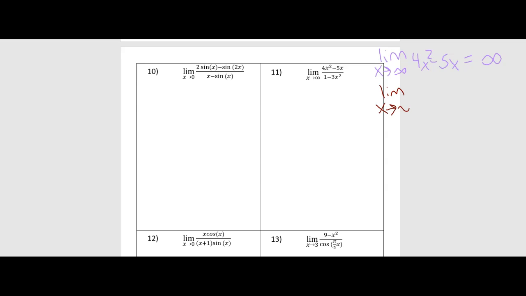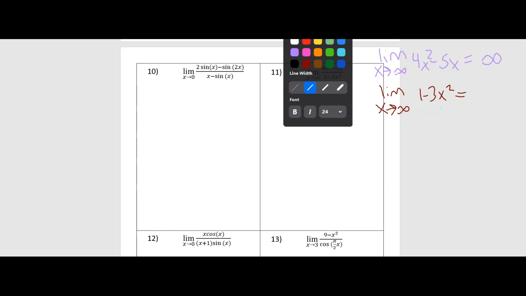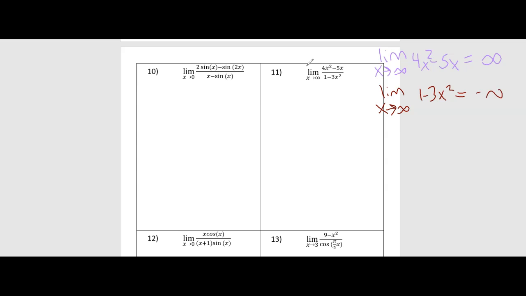Limit as x approaches infinity of 1 minus 3x squared. So again, we only care about the term that has the largest power. That's negative 3x squared. As I substitute in larger and larger x values, that term is going to approach negative infinity because of that negative 3. So this limit is equal to negative infinity, which still is an indeterminate form. So we invoke L'Hopital's rule.